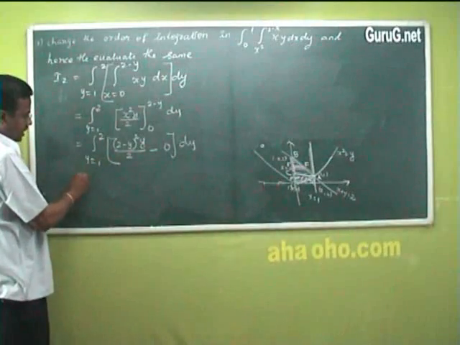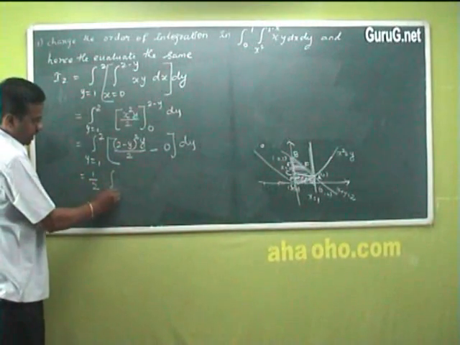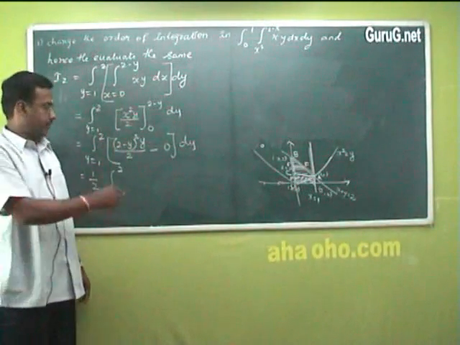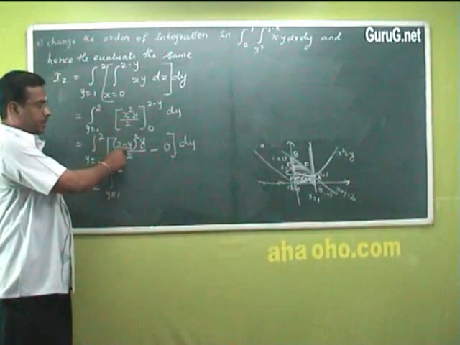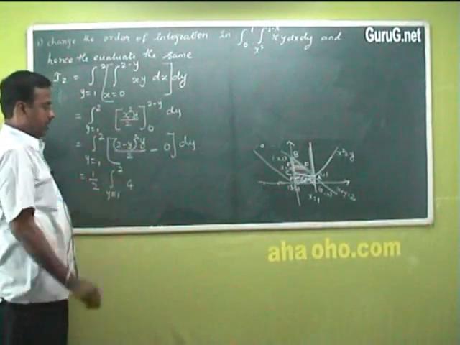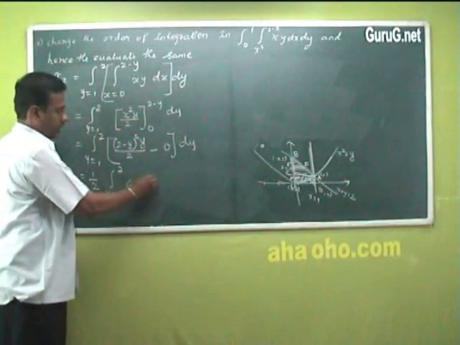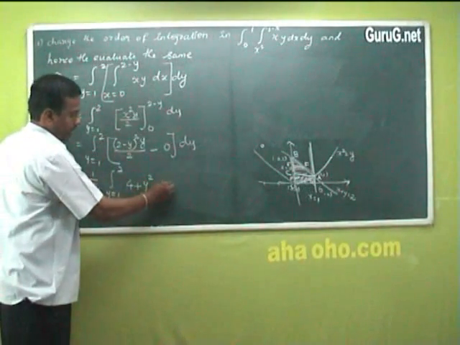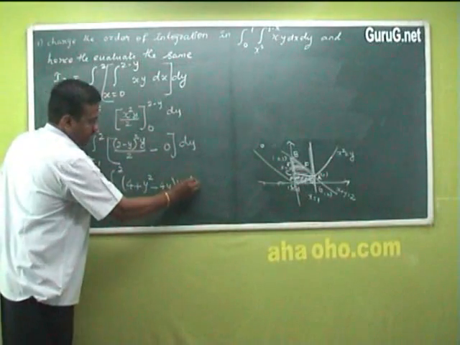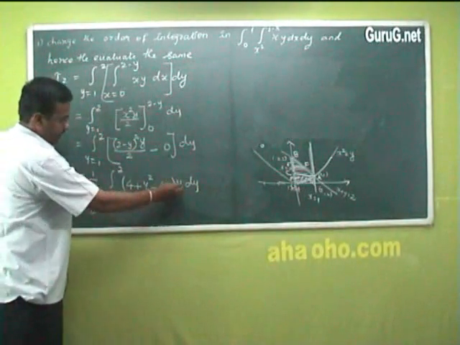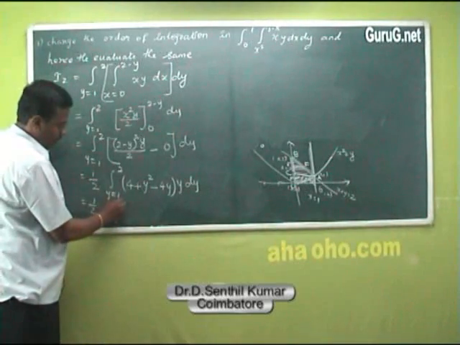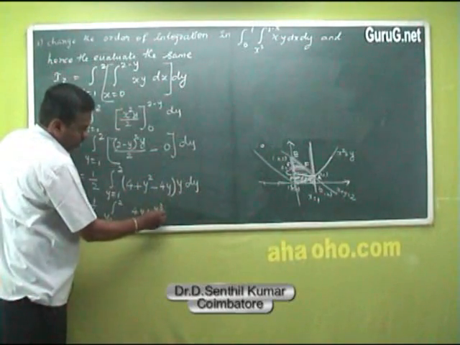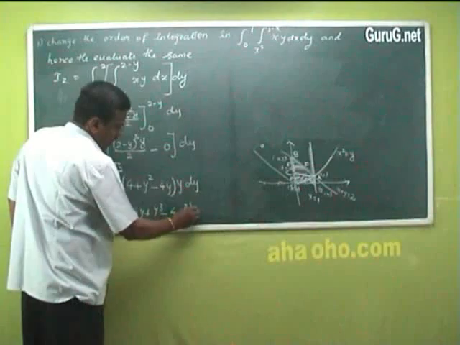So let us take this 1 by 2 as a constant term outside. 1 by 2 into integral y equal to 1 to 2. Let us expand this by using the formula a minus b whole square. The formula is a square plus b square minus 2ab. A square means 4, b square means y square, minus 2ab means minus 2 into 2 into y, that will become minus 4y, into y dy. Now multiply this with this y and then integrate. Y equal to 1 to 2. When you multiply, this will become 4y plus y cube minus 4 into y square, into dy.